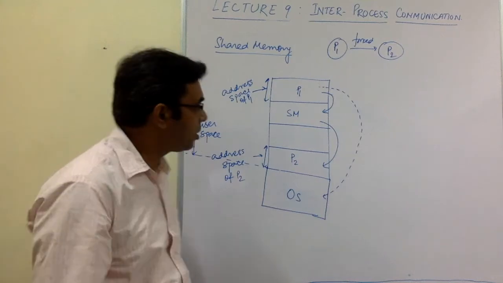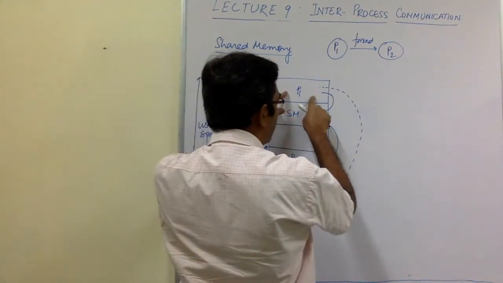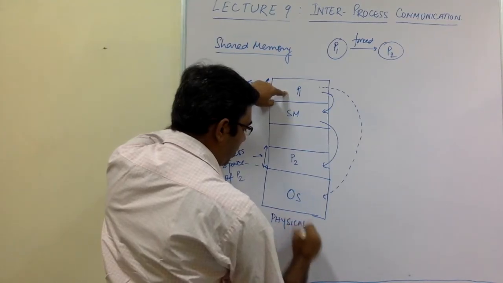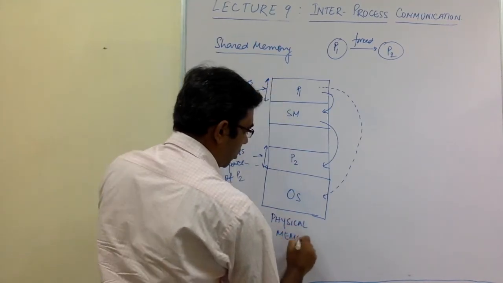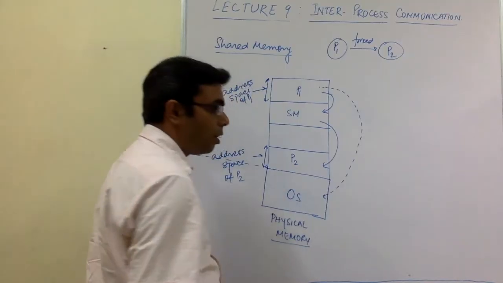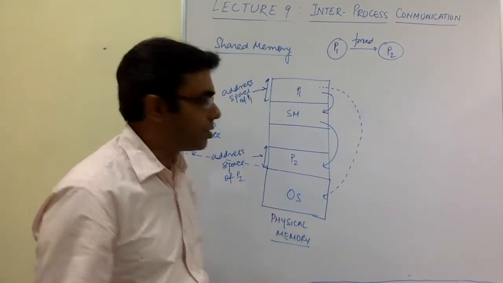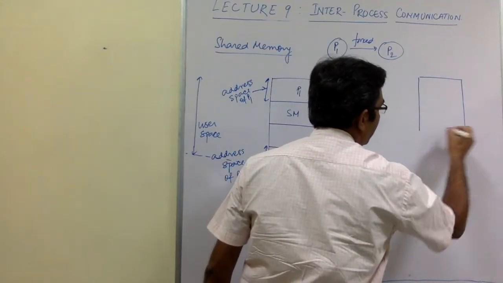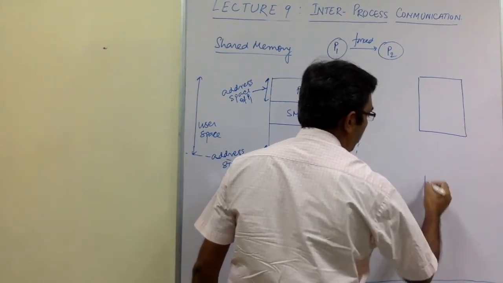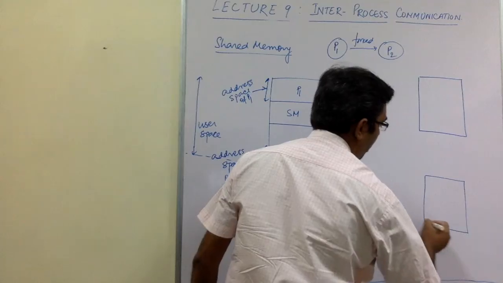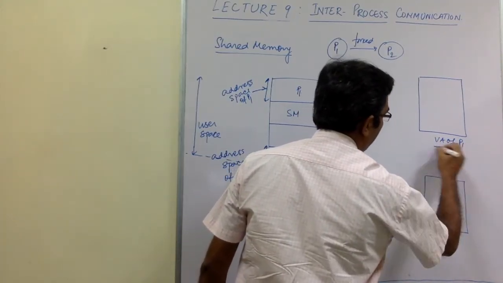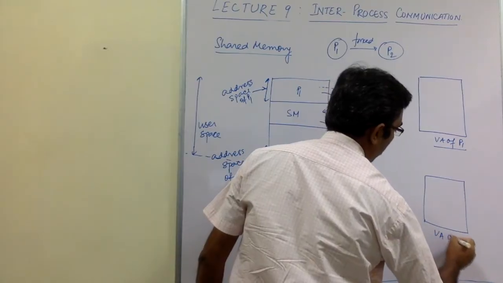What do you mean by that? Let's see. We saw that this is the physical memory, right? But we have already seen that a process has another view of its address space, and that is its virtual view, the one that is actually seen by the CPU or the program. So let's say this is the virtual address space of P1 and this is the virtual address space of P2.